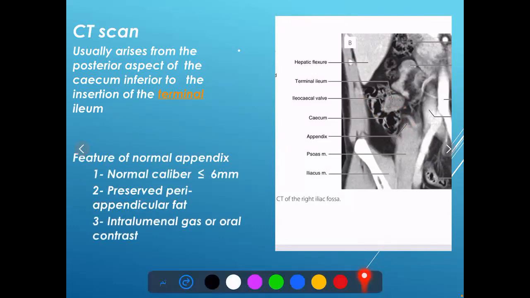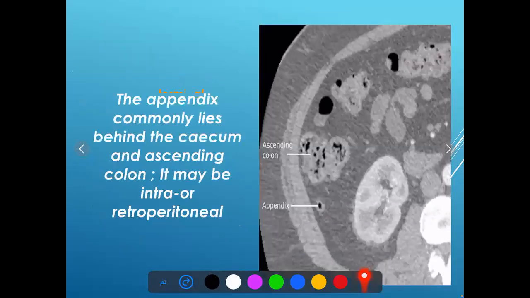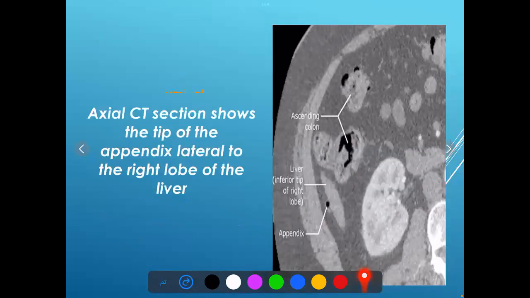Features of a normal appendix: normal caliber equal to or less than 6 mm, preserved appendicular fat, and intraluminal gas or oral contrast. This is an axial CT showing the normal appendix, which is located behind the terminal ileum. It may be intra- or retroperitoneal. The normal appendix contains gas, has a thin wall, and is surrounded by homogeneous non-inflamed appendicular fat.